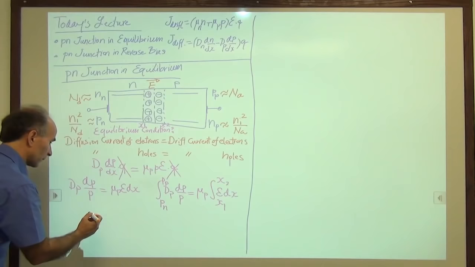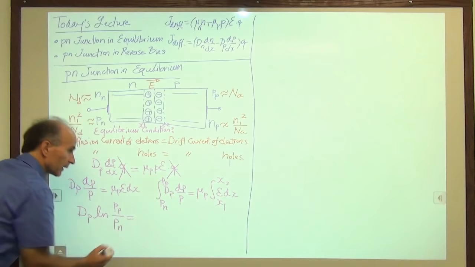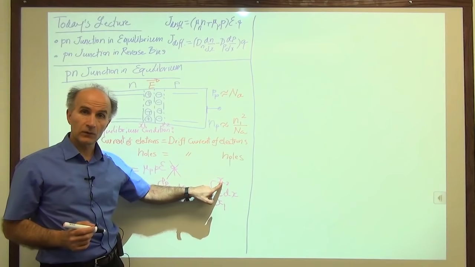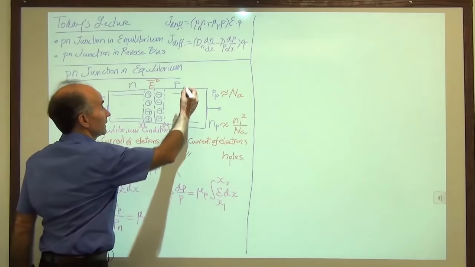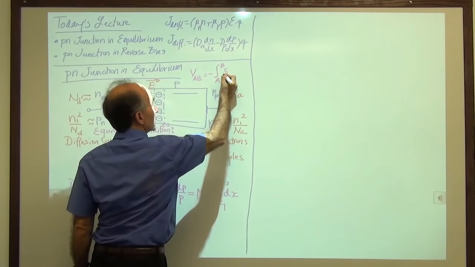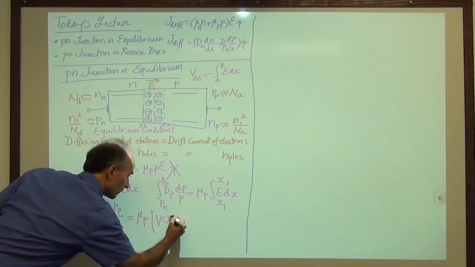We will integrate this side, so that becomes log of p sub p over p sub n is equal to mu p. And then this integral represents V of x1 minus V of x2. Okay, not V of x2 minus V of x1, because remember, there's a negative sign relating voltage and integral of electric field. So I'll write it here if you want to remember. So V from a to b is equal to minus integral from a to b of electric field dx. Okay, so I can write that as V of x1 minus V of x2.